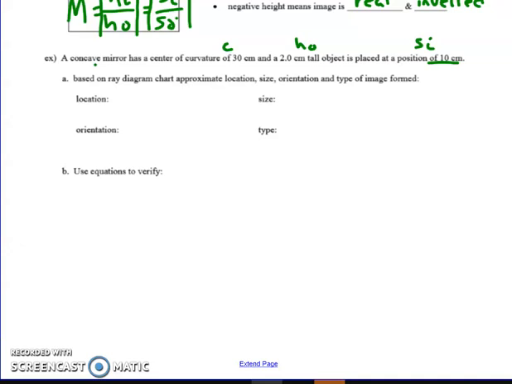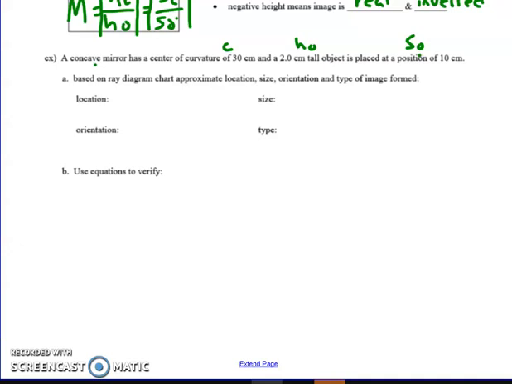Okay, so where is our object? I'm sorry, I got that. Got to read more carefully. That's the object distance. Okay, it's placed 10 centimeters in front of the mirror. So in order to understand from a ray diagram what kind of image we're going to get, we have to know where this is relative to C and F.